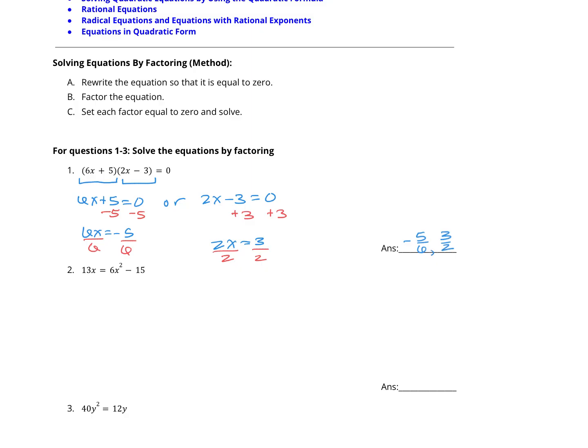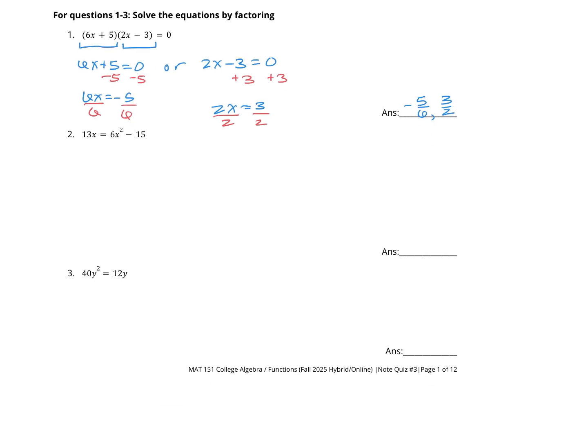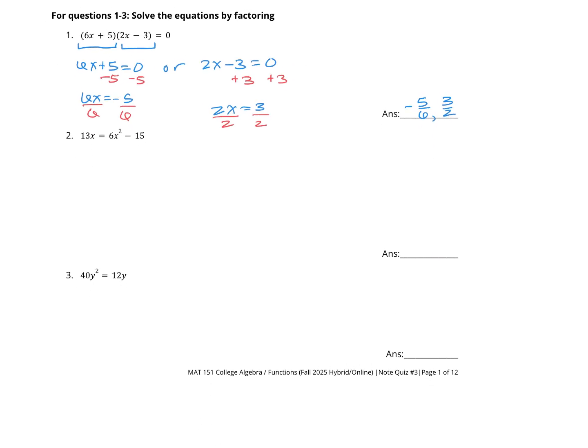Remember again that you can always check your solutions by substituting into the original and verifying that you get a true statement. For this next problem, you will notice that it is not in the correct form to be factored. So the first thing we're going to do is put it into standard form, which means we're going to have the x squared leading, followed by the x, and then the constant. So we're going to subtract 13x from both sides. That takes us to 6x squared minus 13x minus 15 is equal to 0.